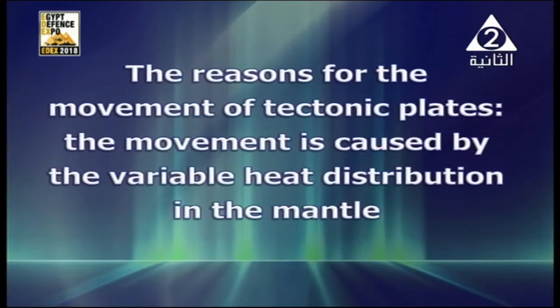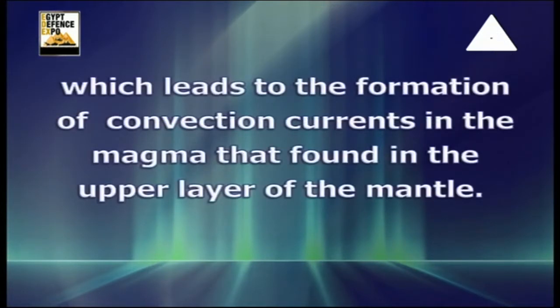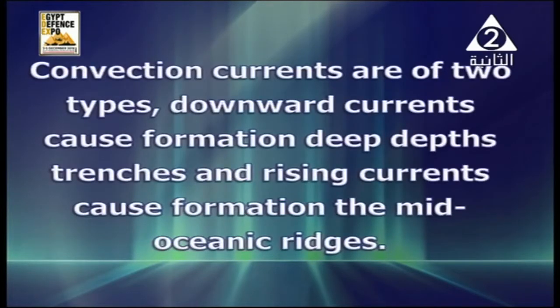The reason for the movement of tectonic plates: the movement is caused by the vertical heat distribution in the mantle, which leads to the formation of convection currents in the magma found in the upper layer of the mantle. Convection currents are of two types. Downward currents cause the formation of deep trenches, and rising currents cause the formation of the mid-oceanic ridges.